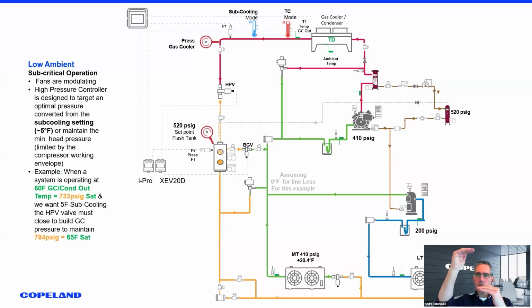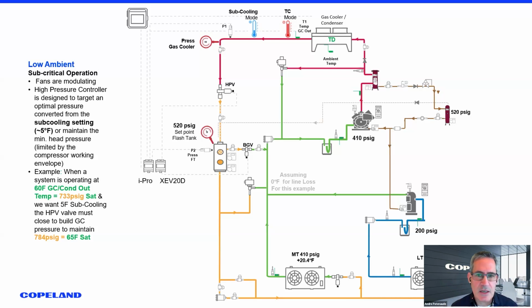Or I can increase the pressure, which throws me into a subcooling range. Those are two ways. Well, on this system, we don't have a mechanical subcooler at the outlet. So if I want to maintain a subcooling, the high pressure valve closes to build up pressure to throw that liquid into a subcooled region.